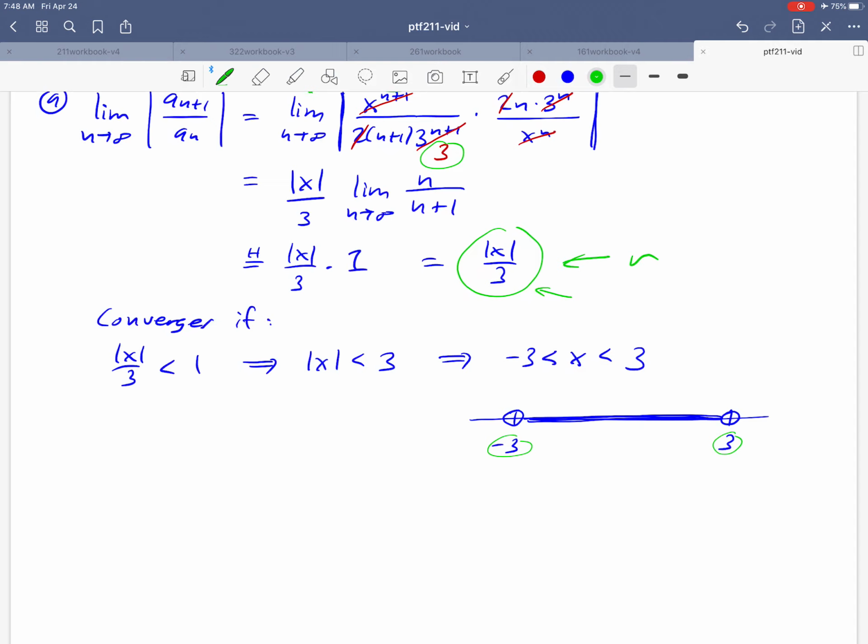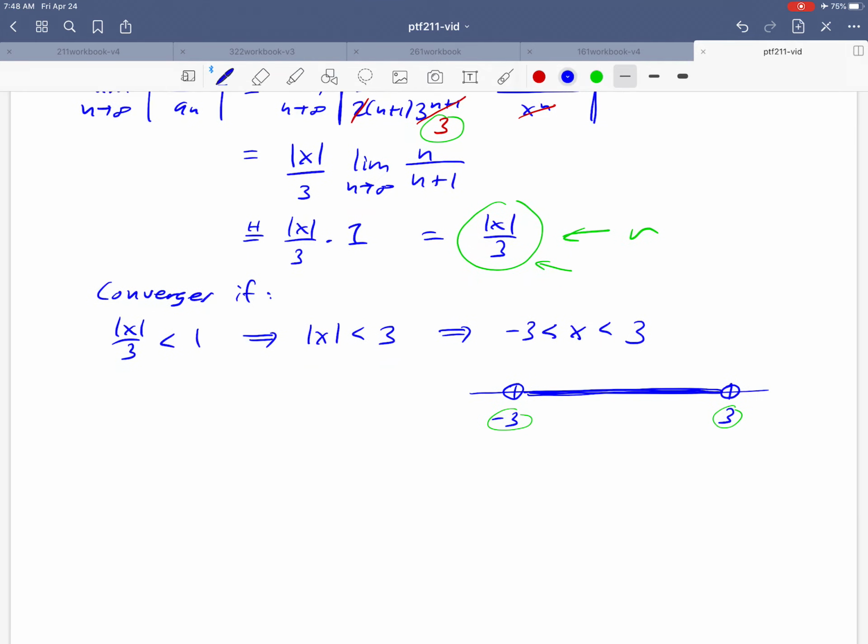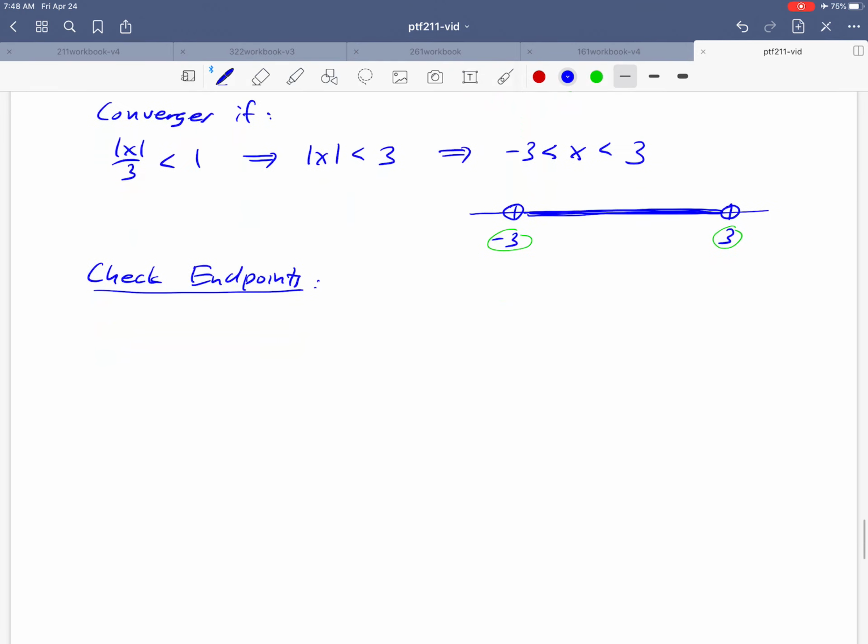And r equals 1 is inconclusive, and so this ratio test that we just did will not help us determine whether we converge at the endpoints. We need to check the endpoints separately. That's going to be the last part of our problem here. I'm just going to scroll down, give us a little bit more room here.